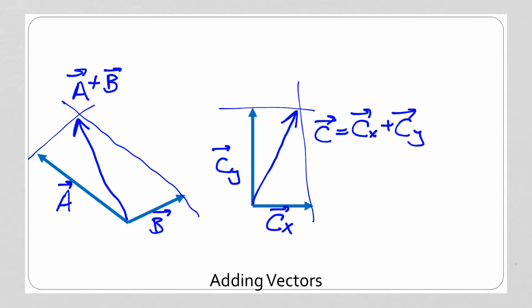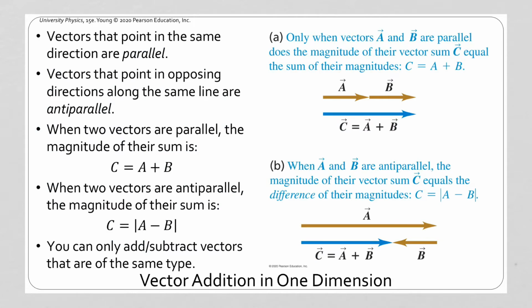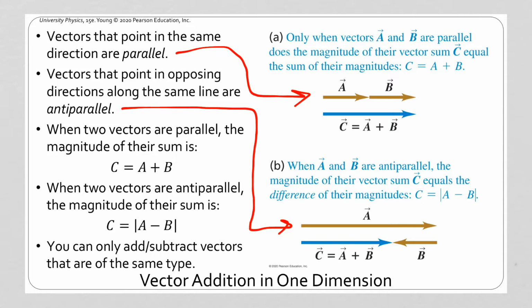Why is that helpful? Well, we talked about vectors being parallel and anti-parallel. Parallel vectors are pointing along the same line in the same direction. Anti-parallel vectors are pointing along the same line, but are in opposite directions along that same line. As long as the two vectors are parallel, adding them just means adding their magnitudes. We're back to simple algebra there. If they are anti-parallel, that means they are in opposite directions, and so they'll be canceling each other out, and it's as simple as subtracting them.